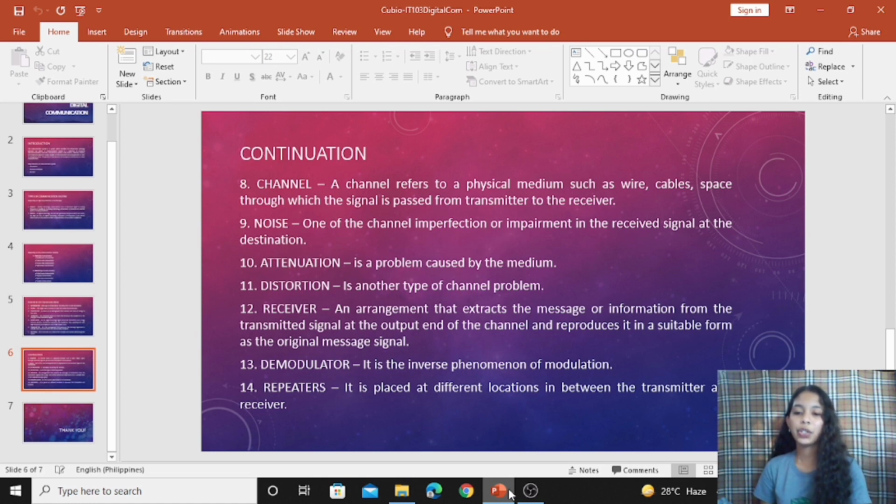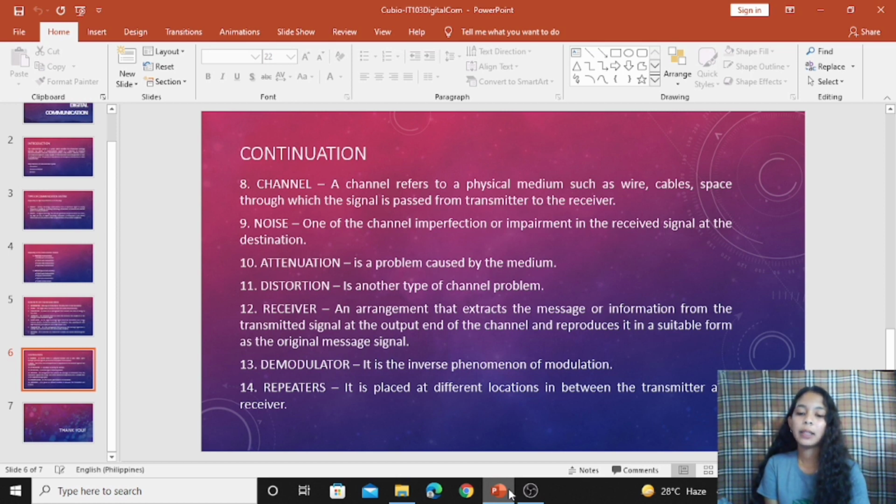Next is the distortion. It is another type of channel problem. When the signal is distorted, the distorted signal may have frequency and bandwidth difference from transmitted signal. So the variation in the signal frequency can be linear or nonlinear. Next is the receiver. It is an arrangement that extracts the message or information from the transmitted signal at the output end of the channel and reproduces it in a suitable form as the original message signal.